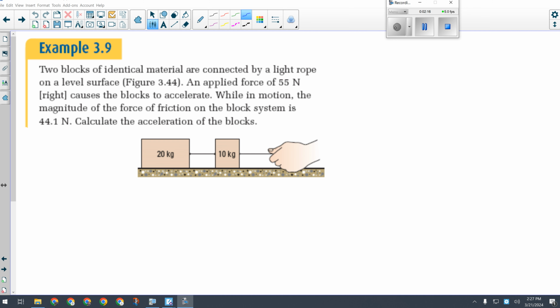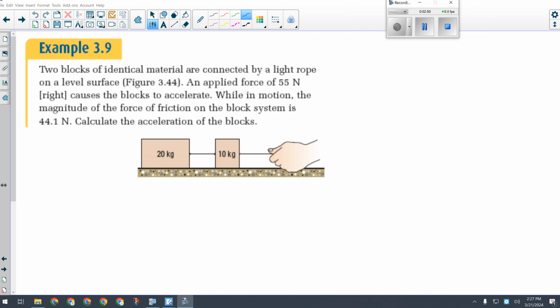It's right now showing two separate blocks, but all the information I'm given is really telling me about the whole system anyway. Can I make that one mass? I absolutely can, because those two blocks have to accelerate together. They're connected. It would be impossible for one of them to accelerate faster or slower than the other. If that happened, one of them would catch the other, or the rope would have to break. And that's not happening. Once the rope breaks, they're not a system anymore. So they have to have the same acceleration.